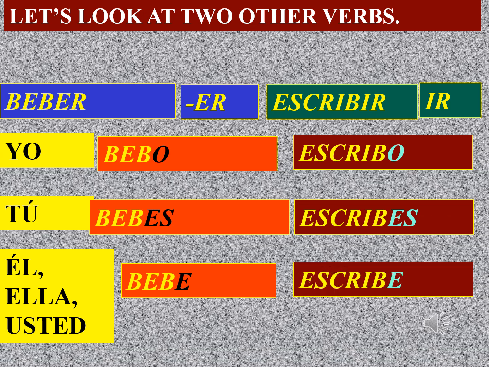Again, let's follow the pattern. Let's follow the rule for ER, IR verbs with the two additional verbs, beber and escribir. Yo bebo, tú bebes, él, ella, usted bebe. Yo escribo, tú escribes, él, ella, usted escribe.